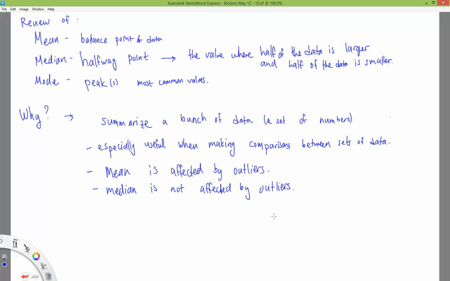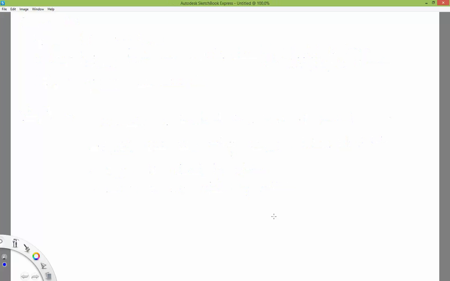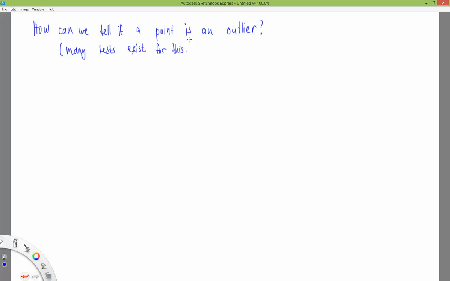So just that disclaimer there, okay? So how can we tell if a point is an outlier? There are many tests. Tests exist. For this, we will learn just one basic test.